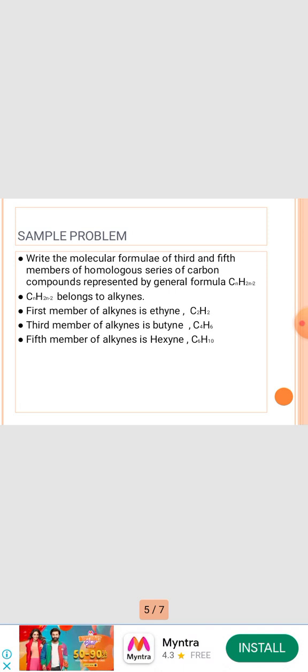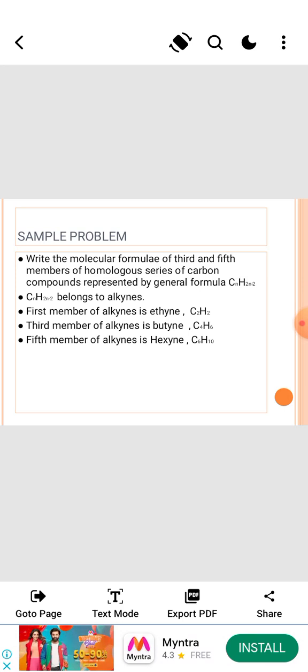If ethyne is the first member, then the second would be propyne, and the third would be butyne. Butyne is going to have molecular formula C4H6. How can you calculate C4H6? We already know the formula CnH2n minus 2. And then he is also asking for the fifth member. So the third is butyne, the fourth will be pentyne, the fifth will be hexyne. So hexyne is going to have C6H10 as its molecular formula.